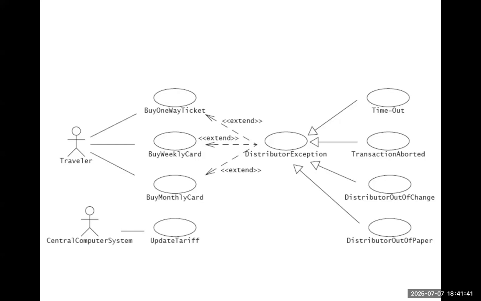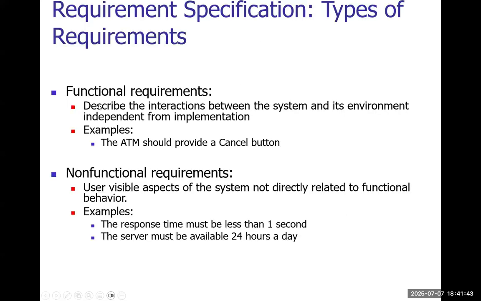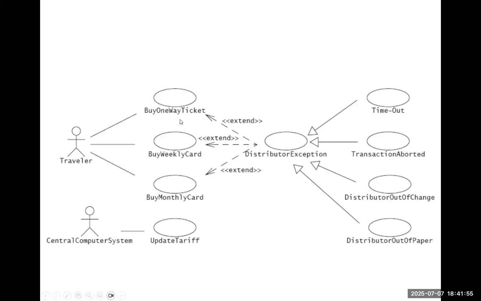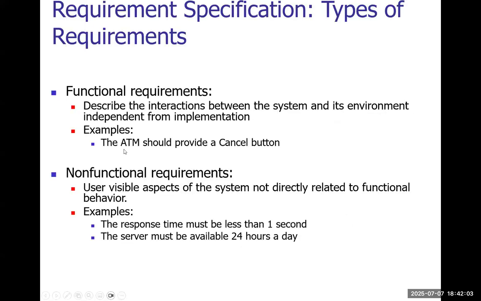And then the system requirement actually has two categories. One is a functional requirement. One is a non-functional requirement. So a functional requirement describes what the system does. For example, each use case here you can consider a functional requirement, telling what the system does. Non-functional is the aspect of the system.